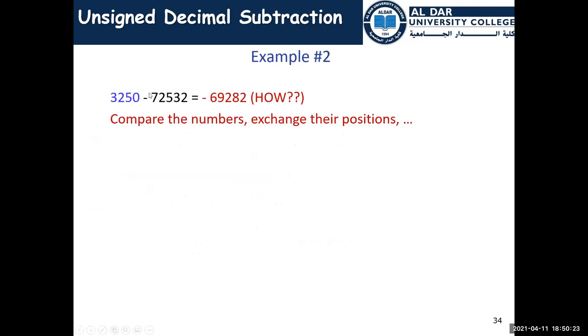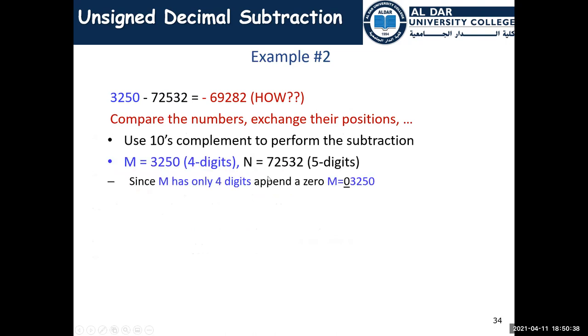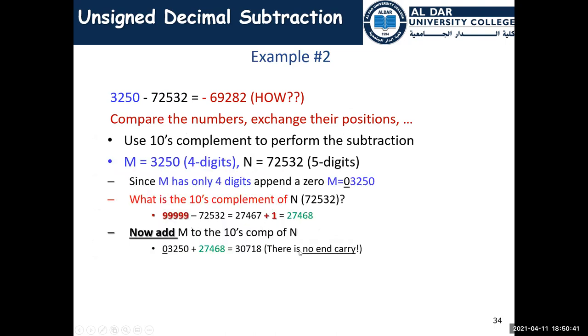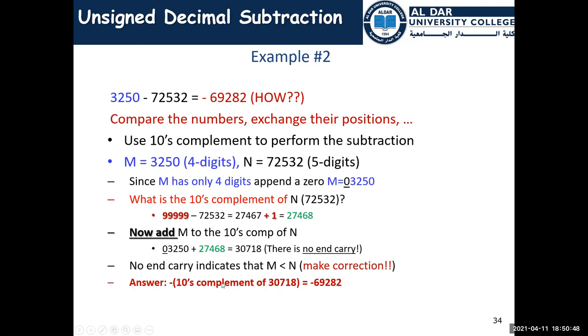But for the bigger number on the right-hand side, this is not the normal subtraction. We have to take the tens complement of this number. Then we make the addition here. But here, there is no end carry. This means we have to make a complement again. We have to make the correction to the tens complement of this number, which is 69282. This is a negative number because we made the complement two times.